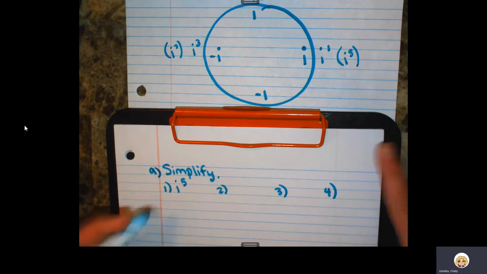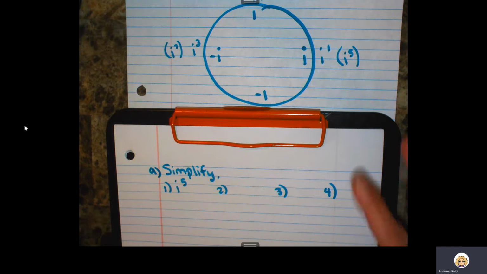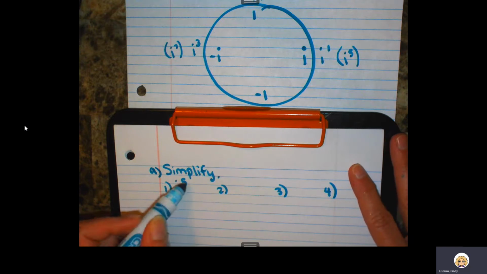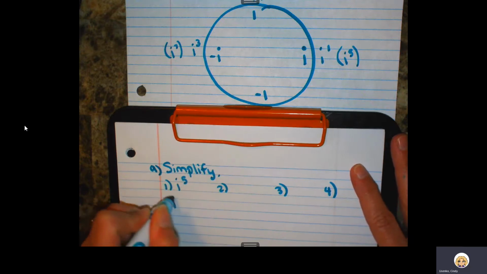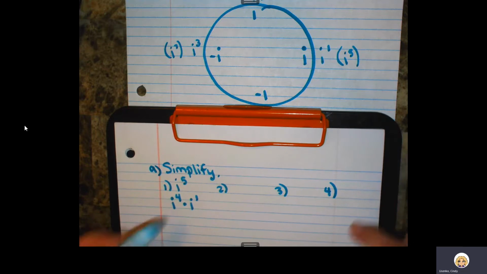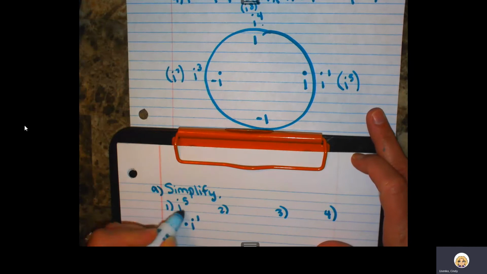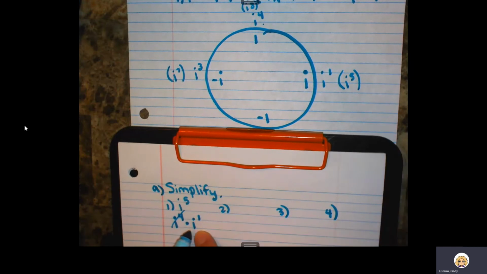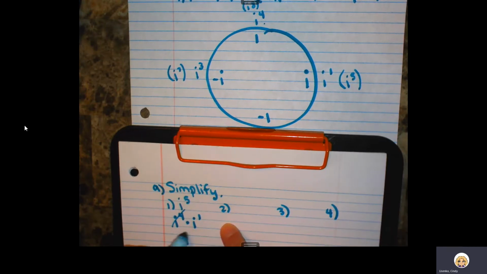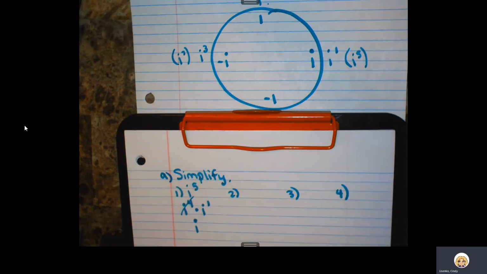Let me explain this another way. What you can do is take out a group of 4 and see what's left. So for instance, I know that this is the same as i to the fourth times i to the first. My i to the fourth, if you notice, is always going to give me this 1. So I can just cancel this out. So my answer is just going to be i to the first, which is i. The more I explain it, the easier it will be, I promise.